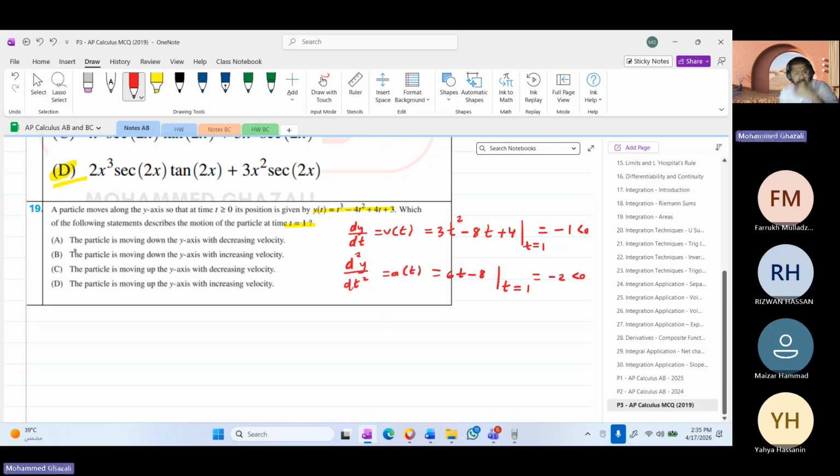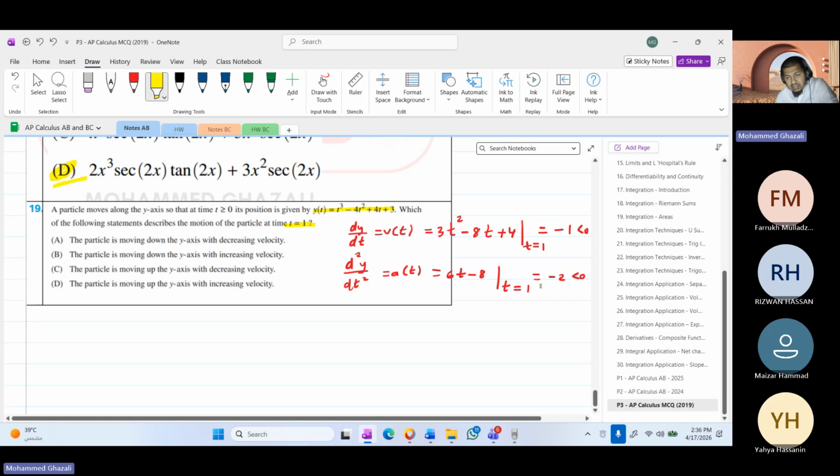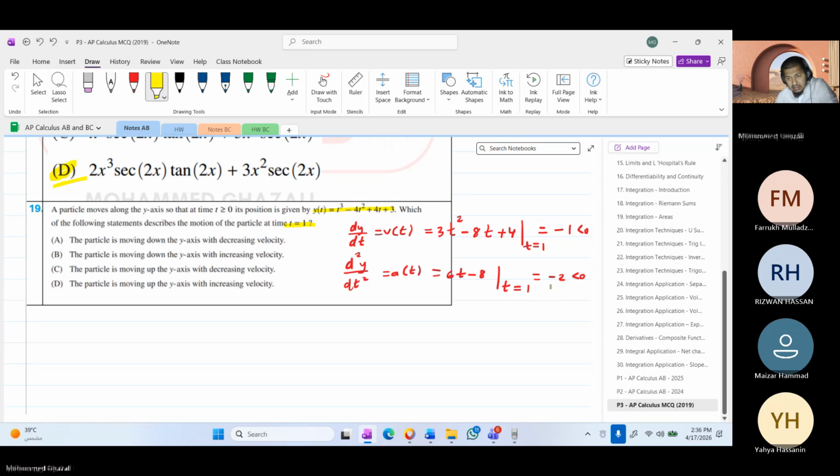Let's look at this now. Does this particle have decreasing velocity? I don't know. Does the -2 mean decreasing velocity? No, but the total motion is increasing because the velocity and the acceleration have the same sign. Both are obviously in the opposite direction.